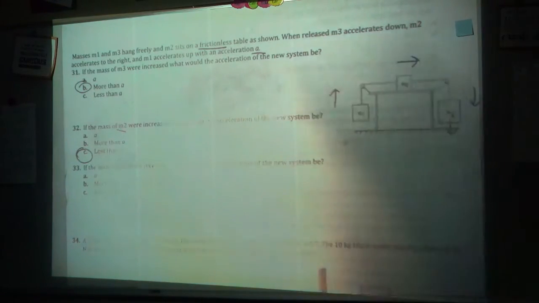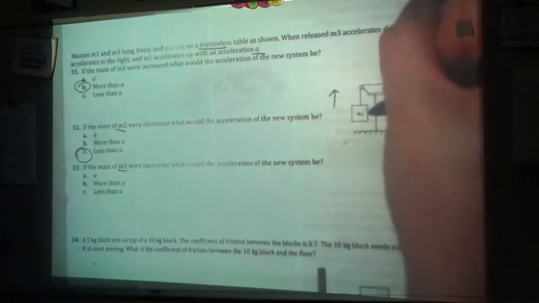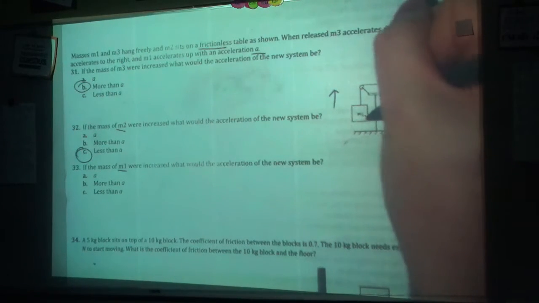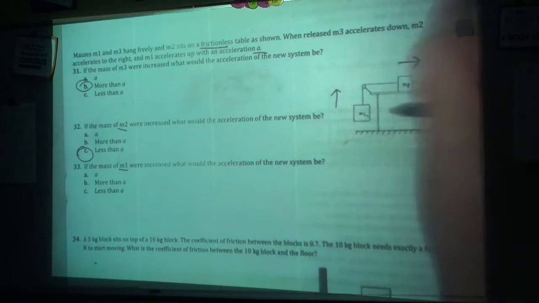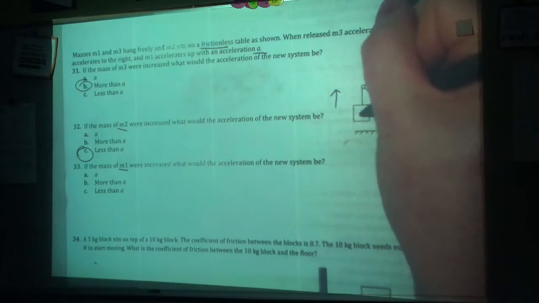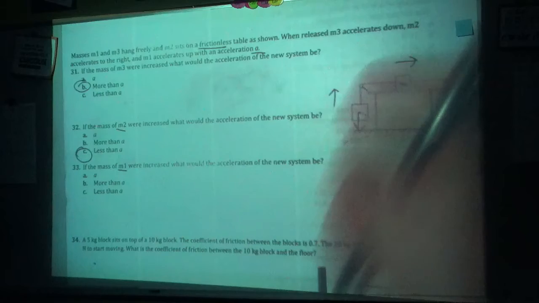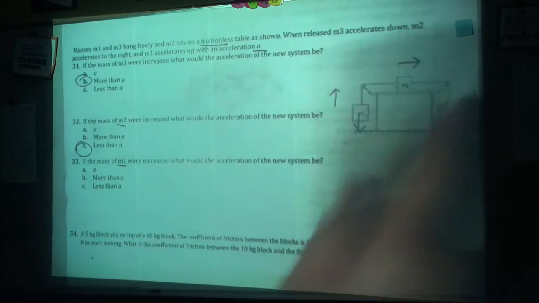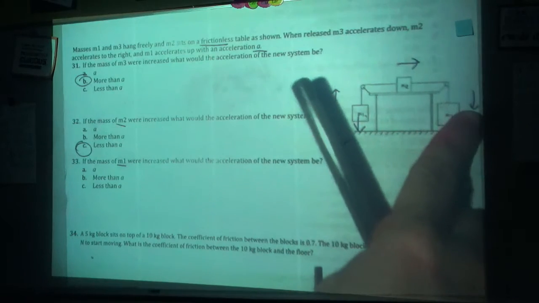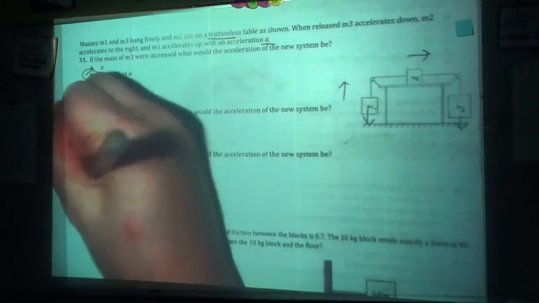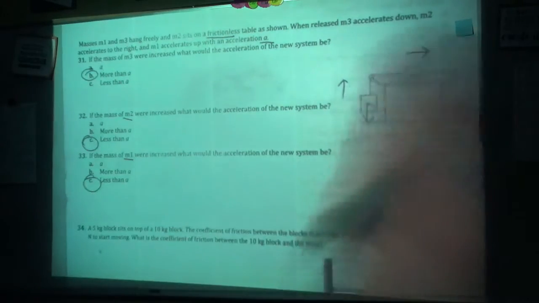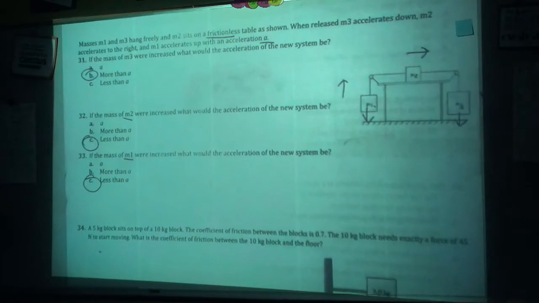And then finally, if M1 were increased, what would the new acceleration be? So if I increase this mass, first of all, there's more total mass. And if I increase this mass, you have more force pulling against the system. You literally have a greater weight pulling down, which is against the acceleration of the system. So it's less acceleration because you have an extra force against the motion, and you have more total mass to spread that over.